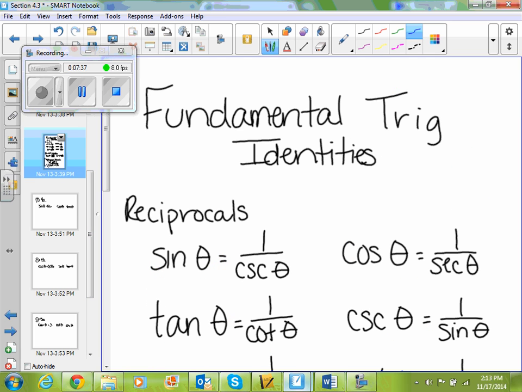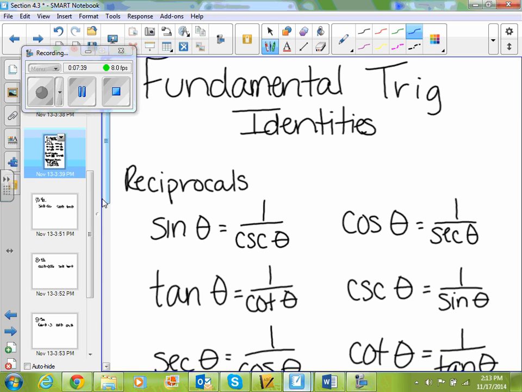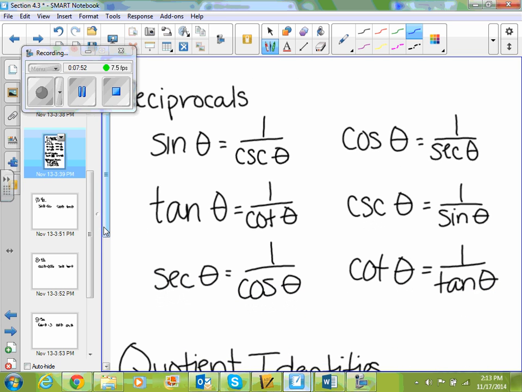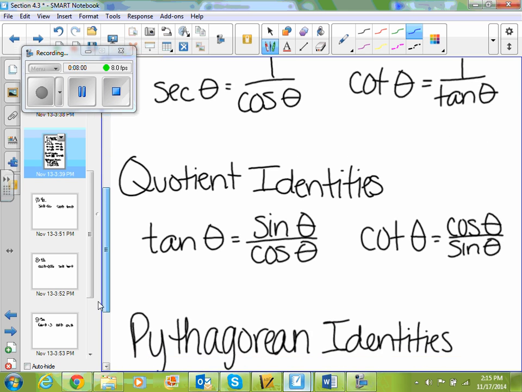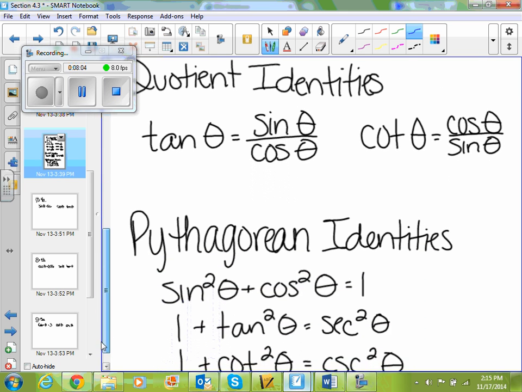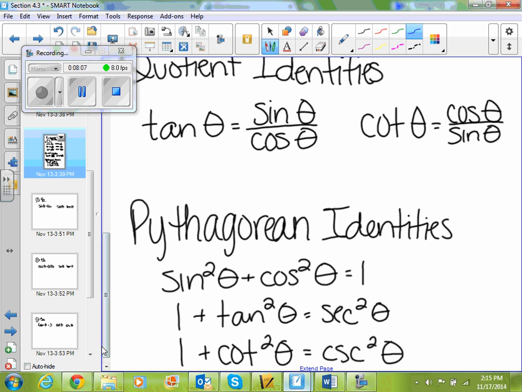Makes sense. Alright, so then the other ones that we need to know are fundamental trig identities. And there's 3 different kinds of fundamental trig identities. There's reciprocal identities, quotient identities, and Pythagorean identities. So we're going to start with our reciprocals. Your next identities are called your quotient identities, and your third set of identities are called your Pythagorean identities.